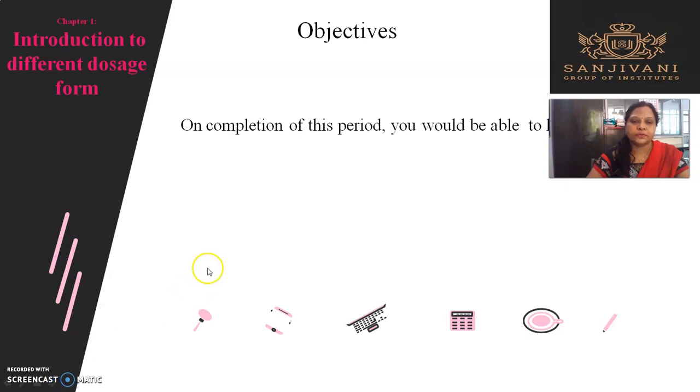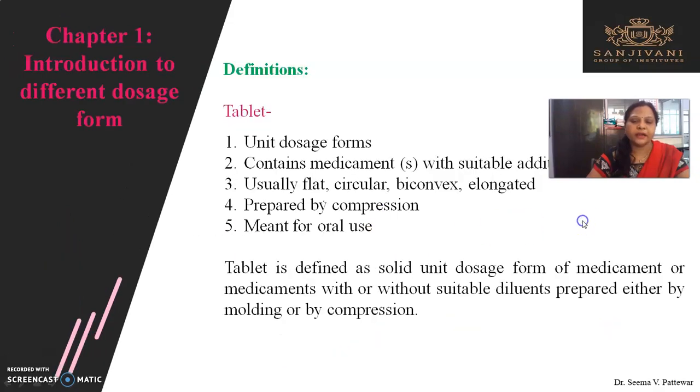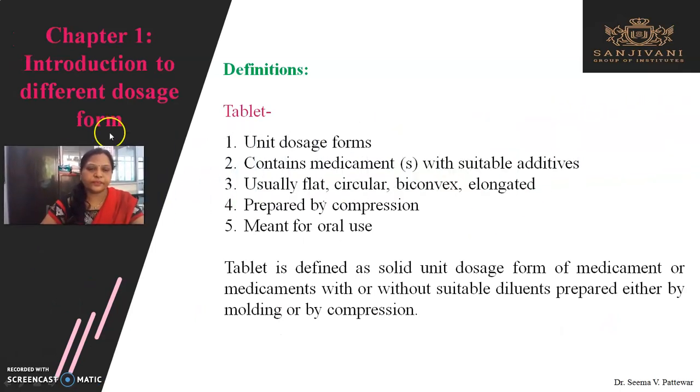So today we will see different examples of solid dosage forms, how they appear and the meaning of the various dosage forms. So first one is the tablet definition. This is the actual definition and this is the introduction. Unit dosage form, we have already seen in the classification, it comes under the unit dosage form.